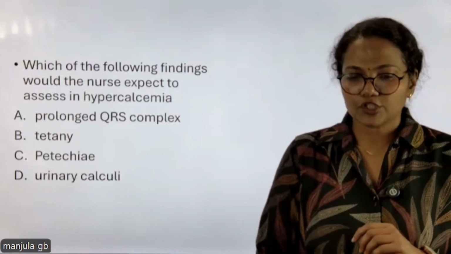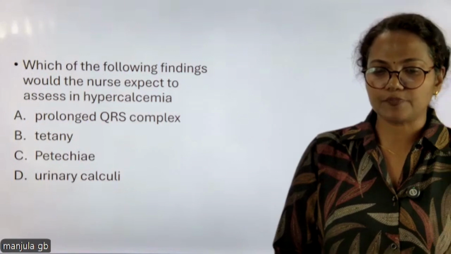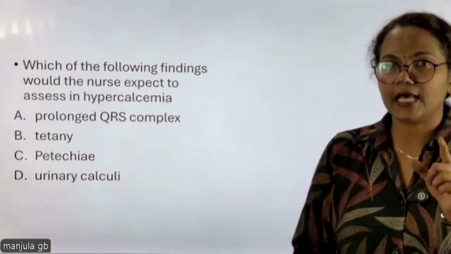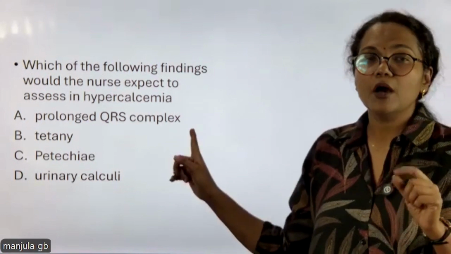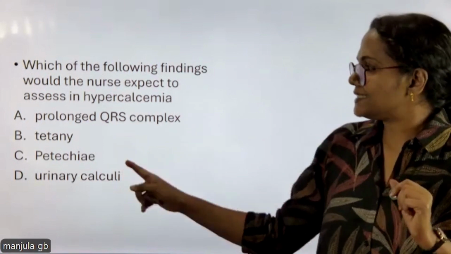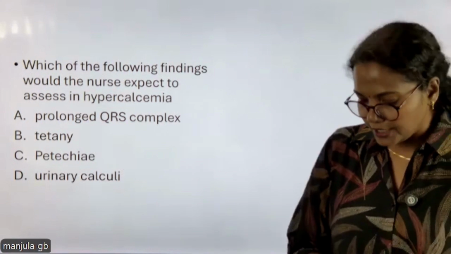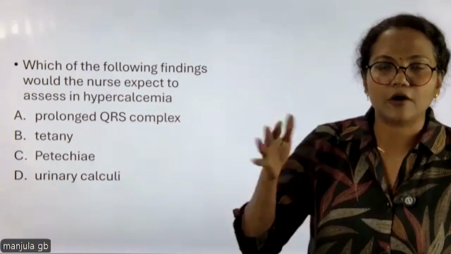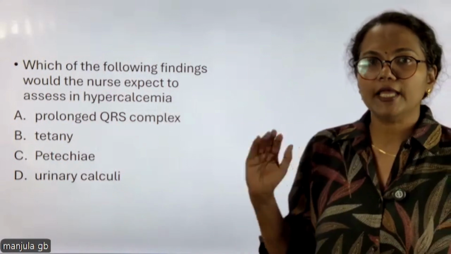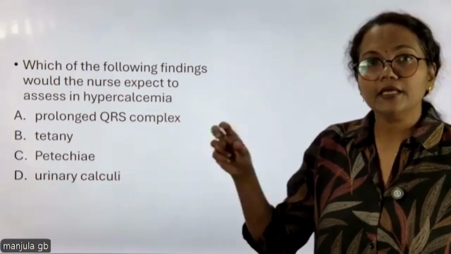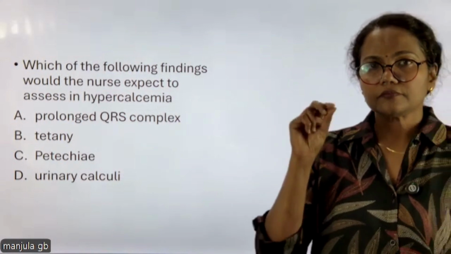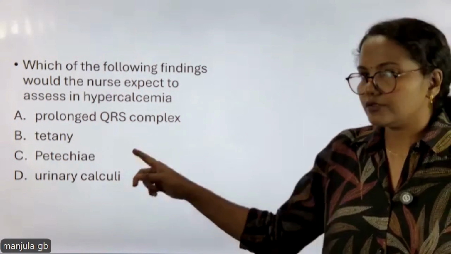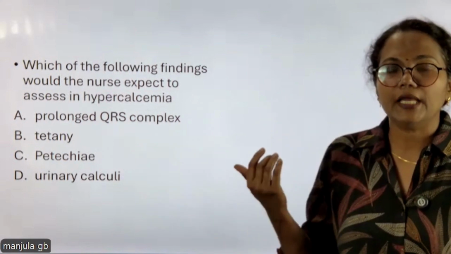Next question. Which of the following findings would the nurse expect to assess in hypercalcemia? So when there is hypercalcemia, what is your assessment? Prolonged QRS complex, tetany, petechiae and urinary calculi. Obviously, you know that tetany is out of the question because it is hypocalcemia. Then petechiae, it is because of some breakage in the capillaries underneath the skin. So that also you cannot find in hypercalcemia.